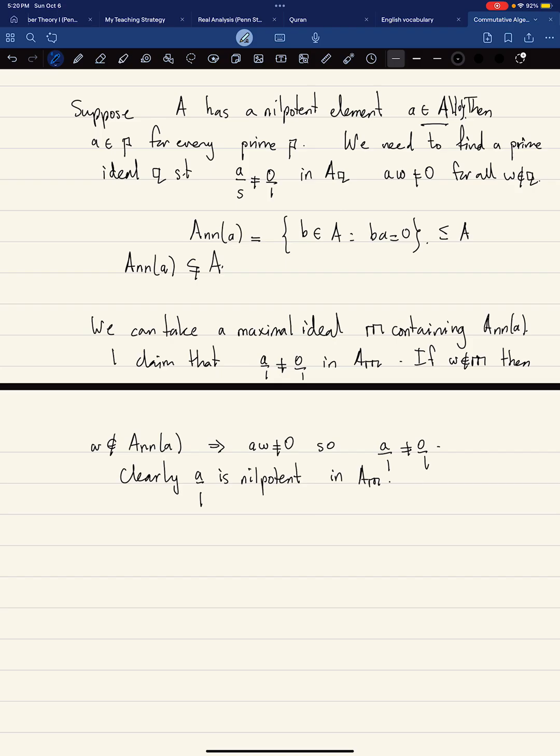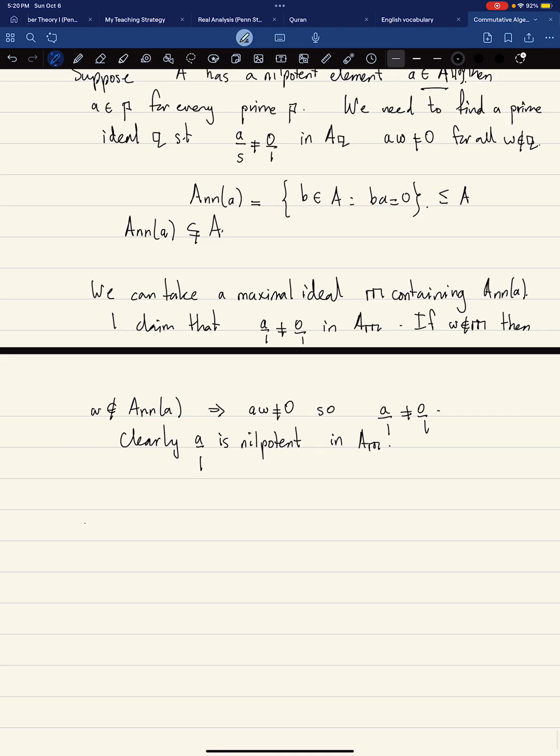So the next part of the problem says that if AP is an integral domain... we have just shown that if each AP does not contain any nilpotent element, then A does not contain any nilpotent. So that's a way we are gathering up local information to get global information. Now we want to see that if each AP is an integral domain, is A necessarily an integral domain?